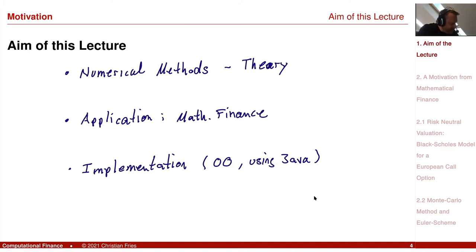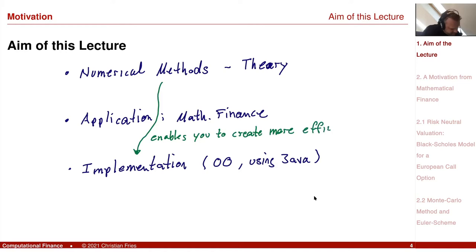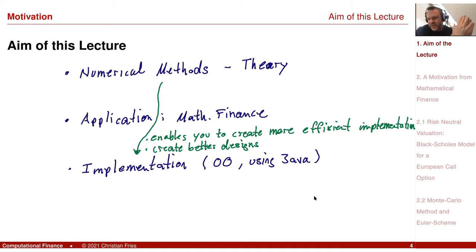So knowing the theory is an advantage in the sense that it allows for more efficient implementations. Or it also enables you to create better designs. Designs in the sense of object-oriented implementation: if you know what the mathematical object is, you maybe have a feeling which object should belong to which class in the object-oriented design.